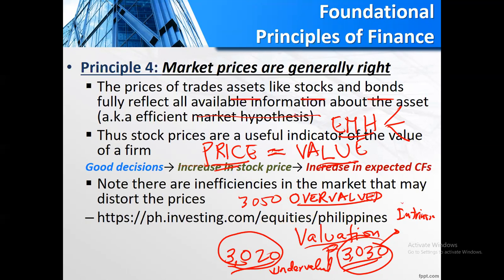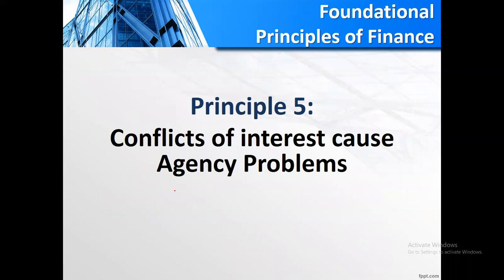So an efficient market, guys, will allow investors to make good decisions. Good decisions will allow the stock price to increase and therefore increase its expected cash flows. Of course, guys, there's a theory that there's no really perfect efficient market. So there may be inefficiencies in the market that may distort the prices, exactly what I was saying a while ago. This is our example. And lastly, guys, conflicts of agency.